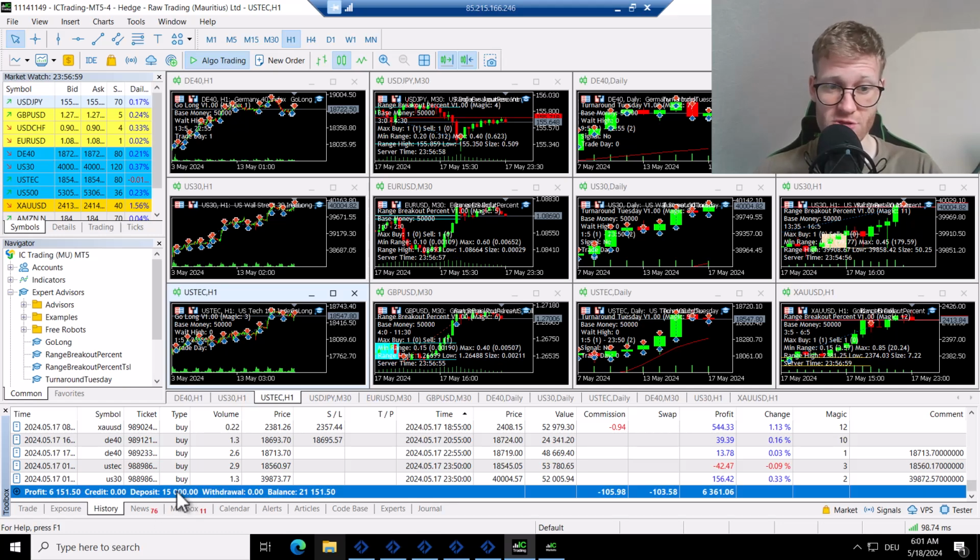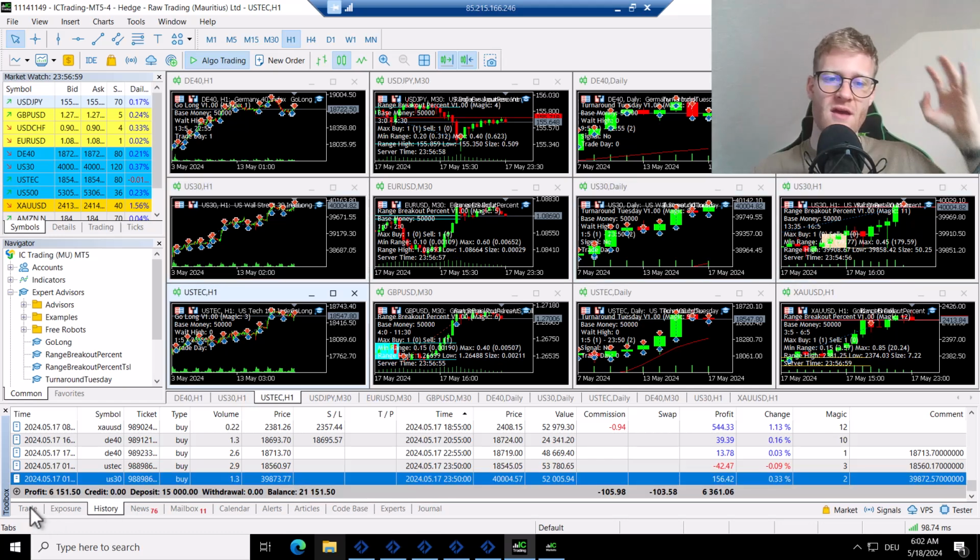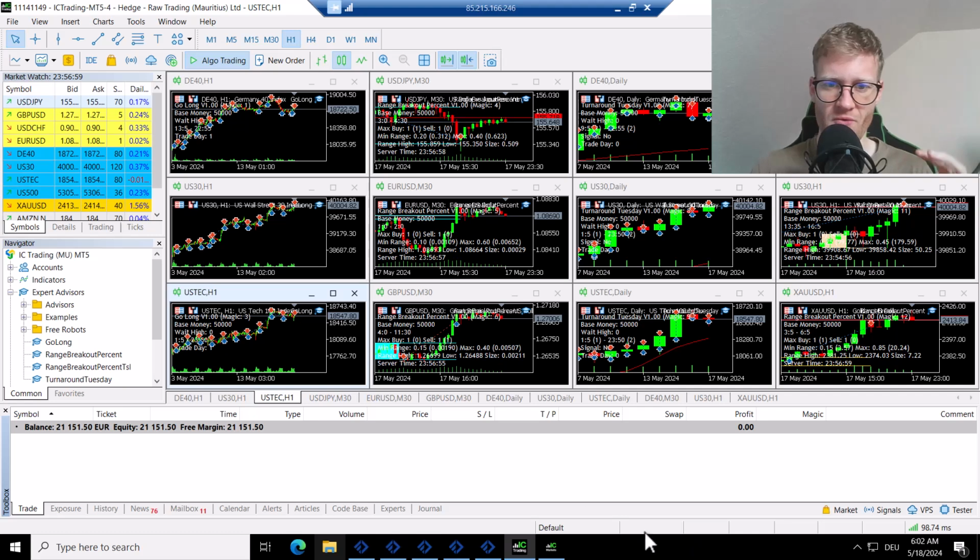There was a total deposit of 15k, and then a profit of 6.1k, which makes the total balance of 21k, where this account is at right now. So 6 point something profit in total.